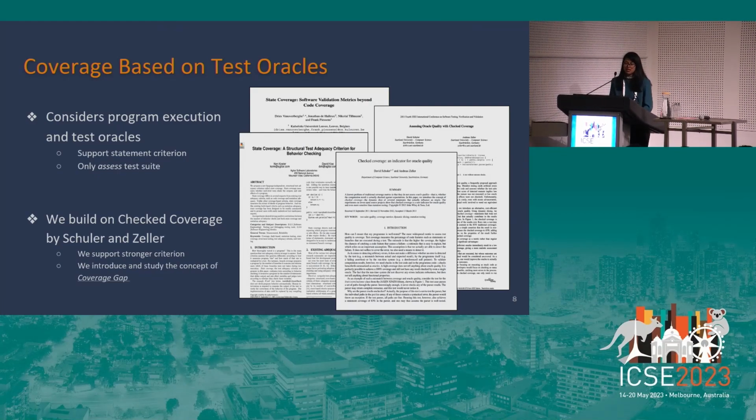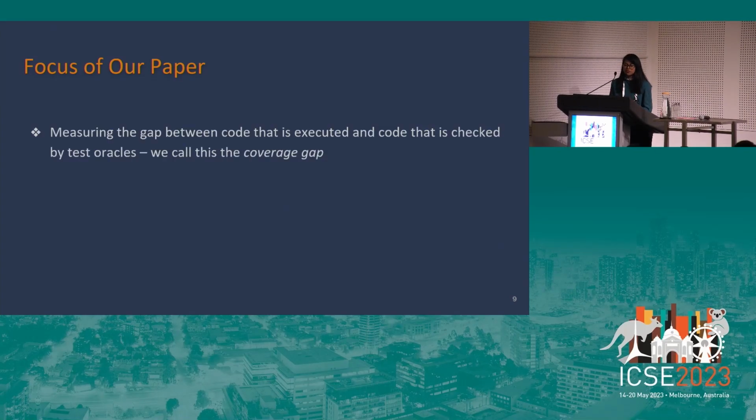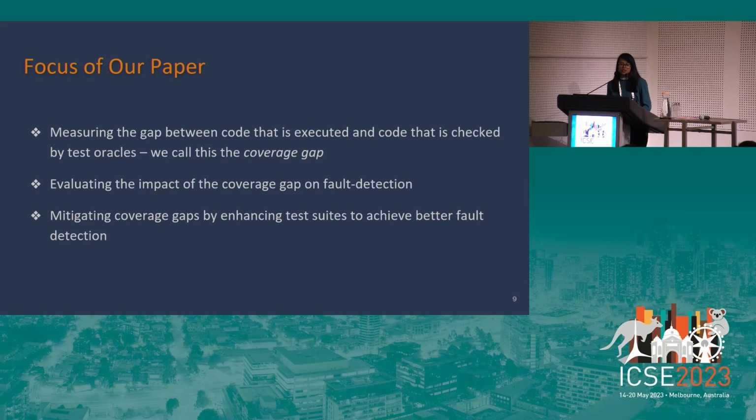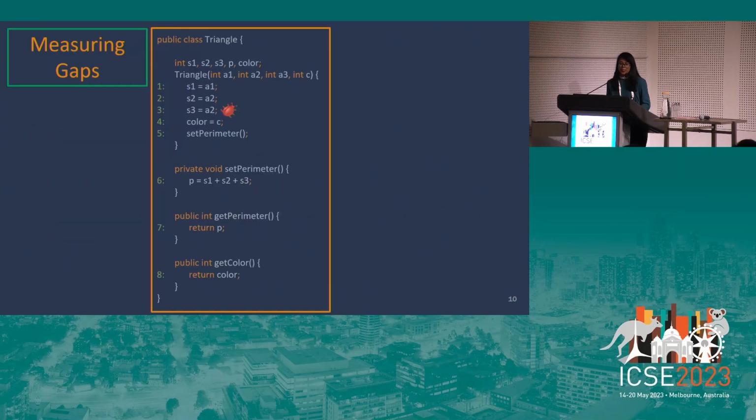And we introduce and study the concept of coverage gap, and we explored this coverage gap as an opportunity to further improve the test suite's quality to achieve better fault detection effectiveness. Therefore, the focus of our paper is to measure gaps between code that is executed and code that is checked by test oracles. We refer to them as coverage gap. And we also explore the impact of coverage gap on fault detection effectiveness. And then lastly, we mitigate the gap by enhancing the test suite so that we can achieve better fault detection effectiveness. Now let's take a quick look at one of the simple examples.